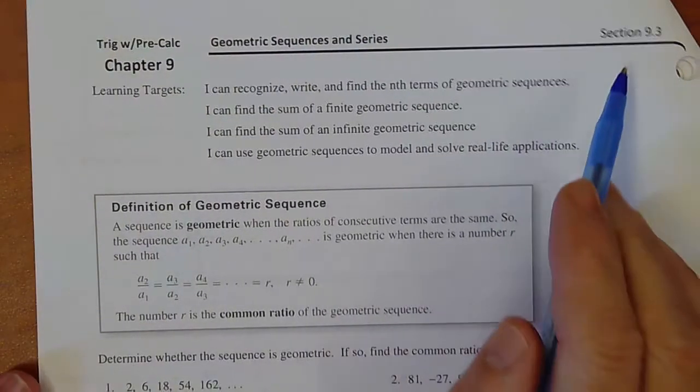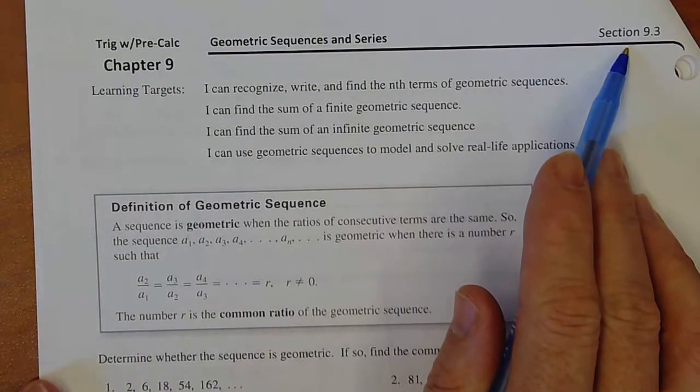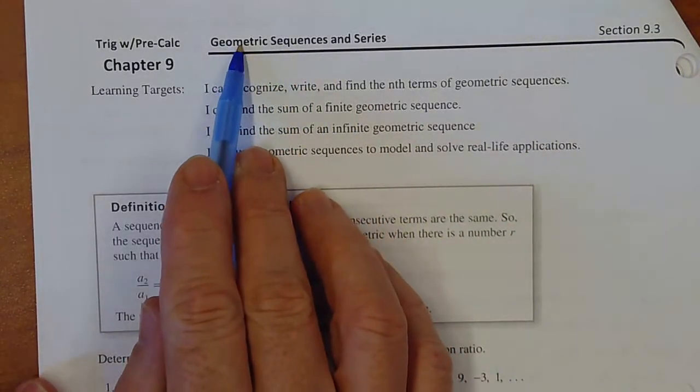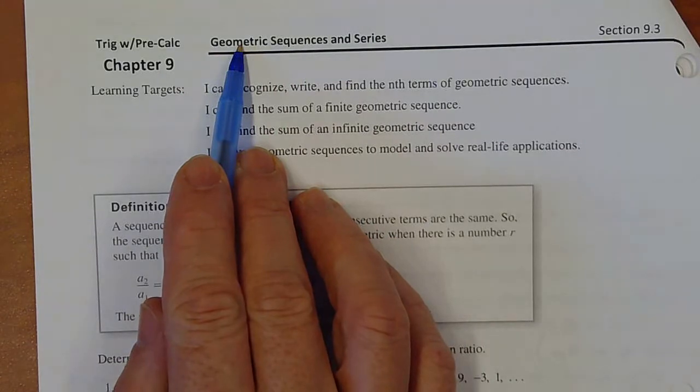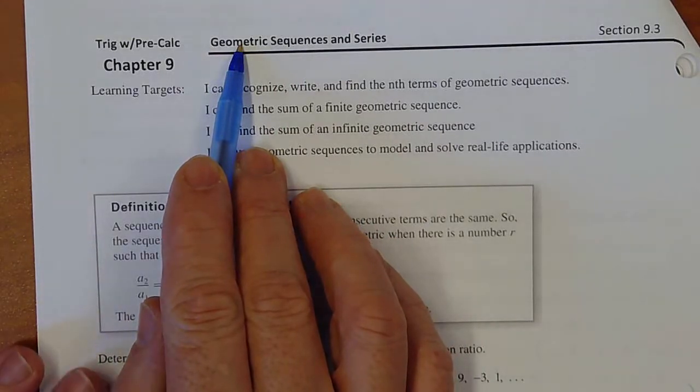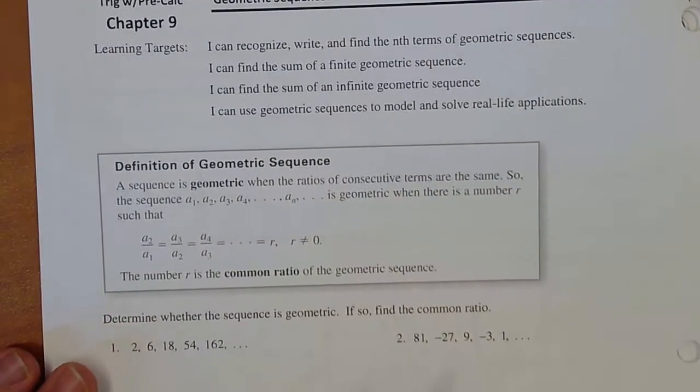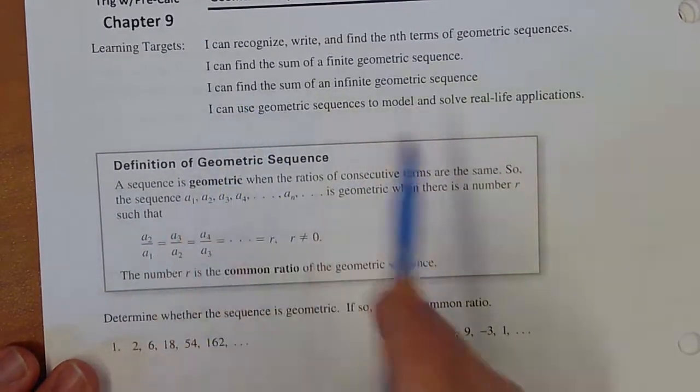Today we'll be starting section 9.3. 9.3 is just another type of sequences, and they're going to be called geometric. 9.2 is arithmetic, and 9.1 was just general sequences of all types. So what makes something geometric? Well, I'm sorry, let me back up here.